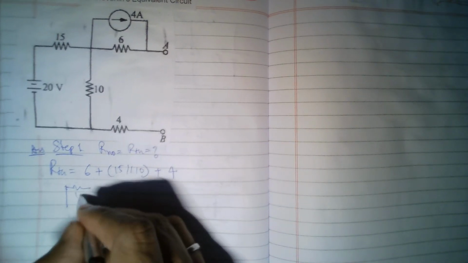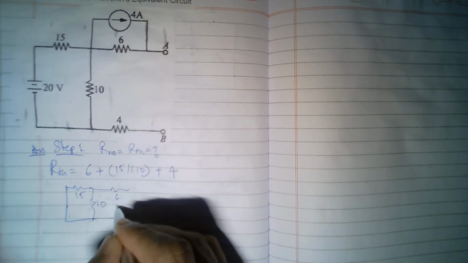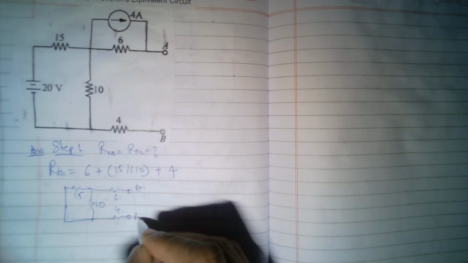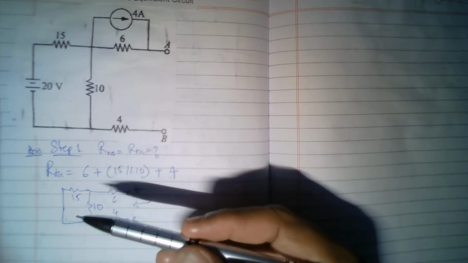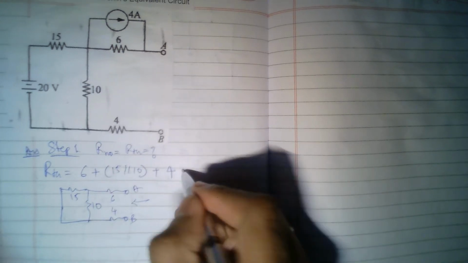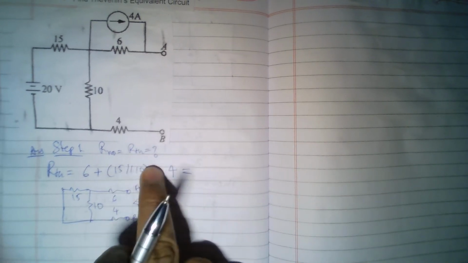If you want a diagram for this, let me draw it like this. This is 15, this is 10, this is 6, and this is 4, and this is A and B. These two are parallel and in series with 6. We are all the time looking from the perspective of AB. So from A, if any current goes, first it goes here, then through this, and then comes out like this. So what is this one? 15 parallel 10, so 15 into 10 by 15 plus 10. That means 150 divided by 25, so that will be 6.